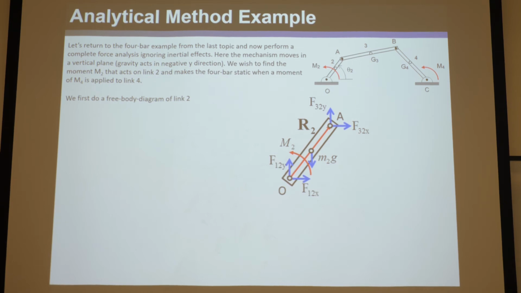So always, if you don't know the direction of the loads, or even if you do, you can draw them positive and it'll work out. Now gravity, of course, is down.